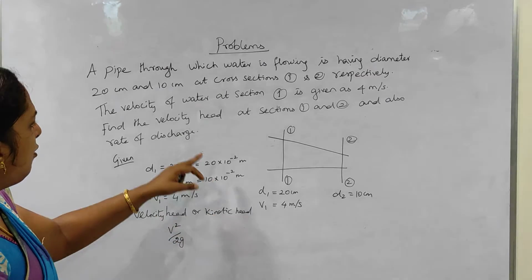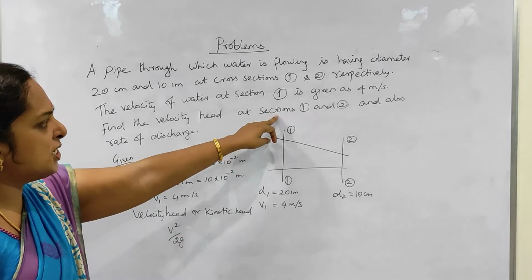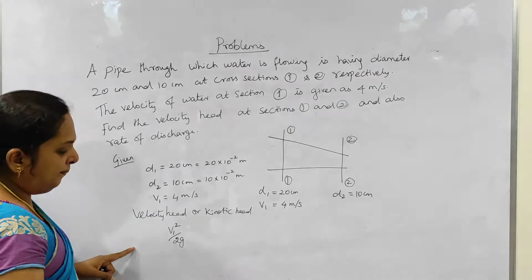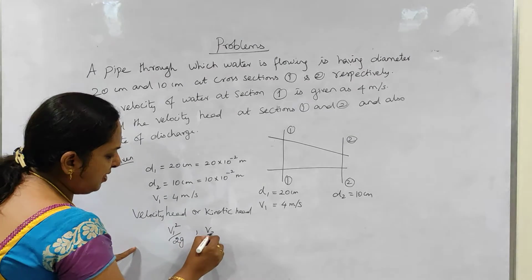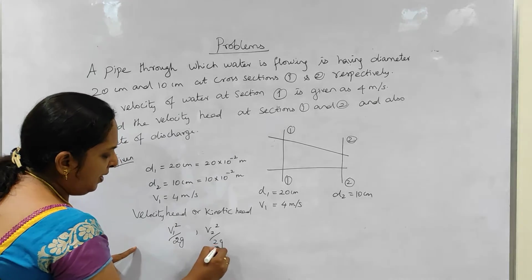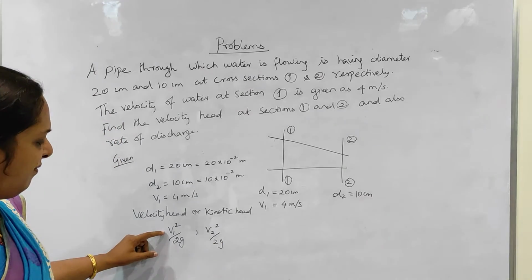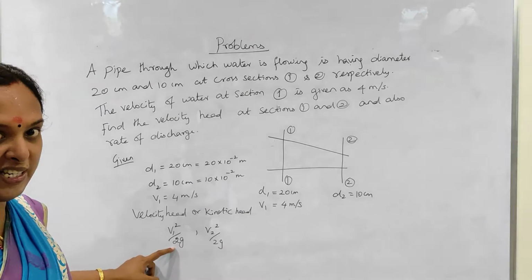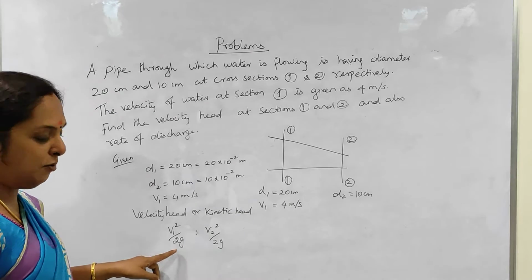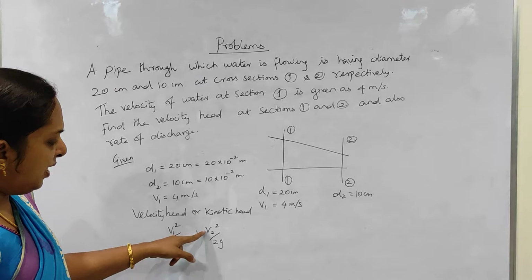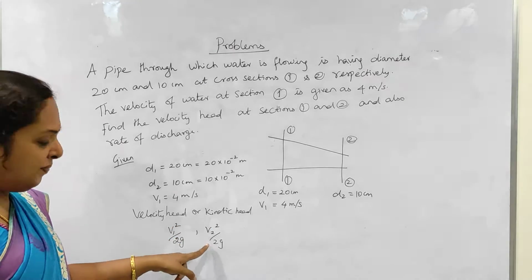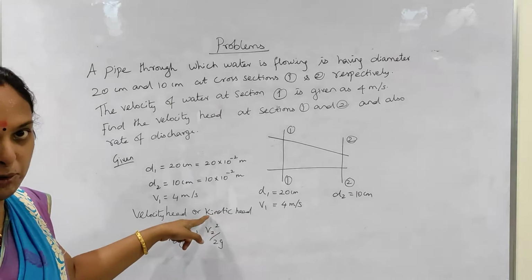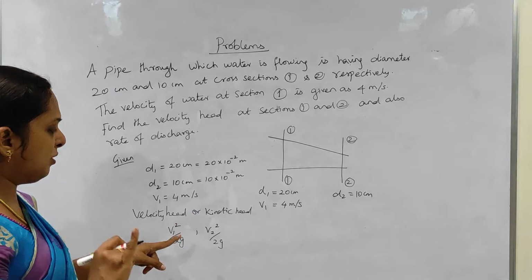We have to find the velocity head at section 1 and 2. So we have to find V1 square by 2G as well as V2 square by 2G. We got V1. We know G, the acceleration due to gravity, is 9.81 meters per second square. And for V2 square by 2G, V2 is not known. So we have to find out V2 first. That is my first task.